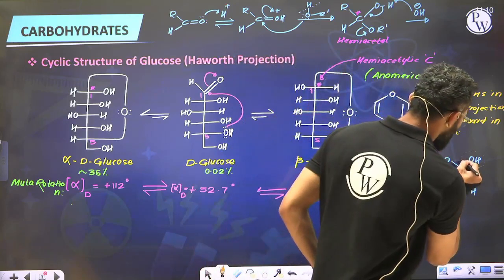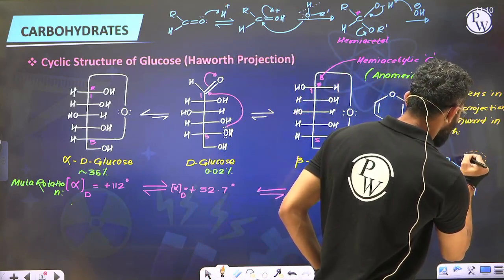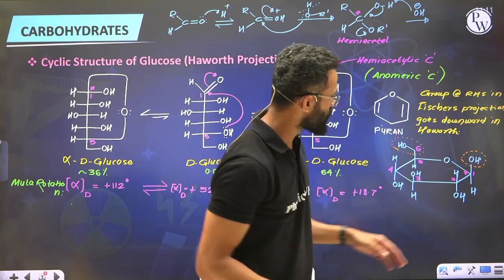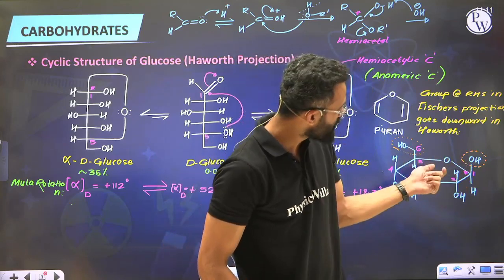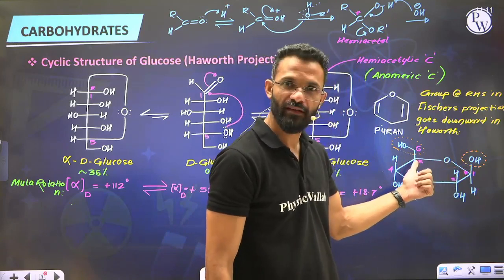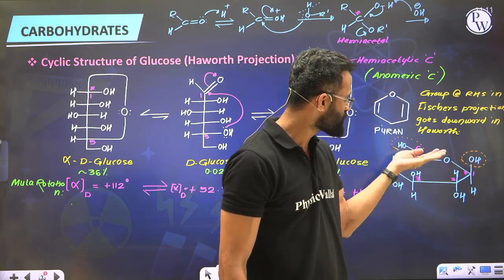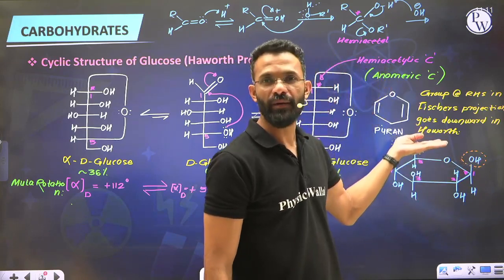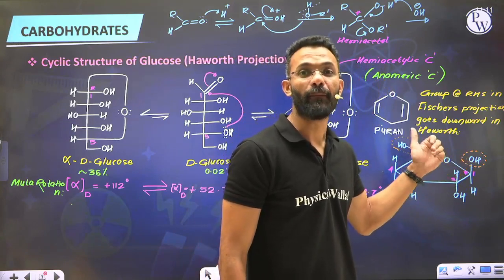I repeat. Hold on everyone. Yes, I want you to observe the 2 groups present at the carbons between which the oxygen is flanked, meaning carbon number 1 and 5. The groups present at carbon number 1 and 5 are OH and CH2OH. Since both are represented above the plane in the Haworth projection, that is an indication that it is the beta anomer.